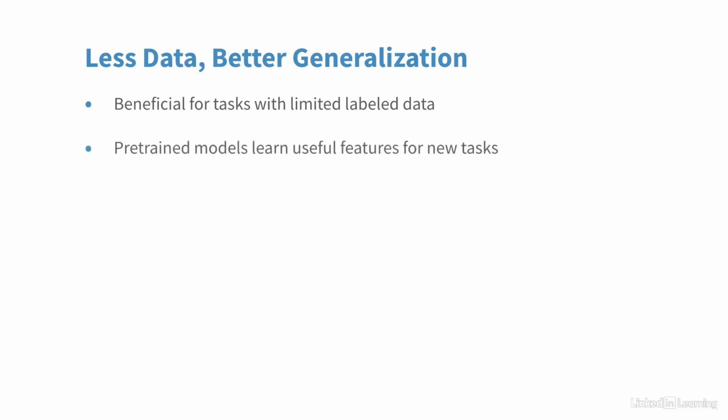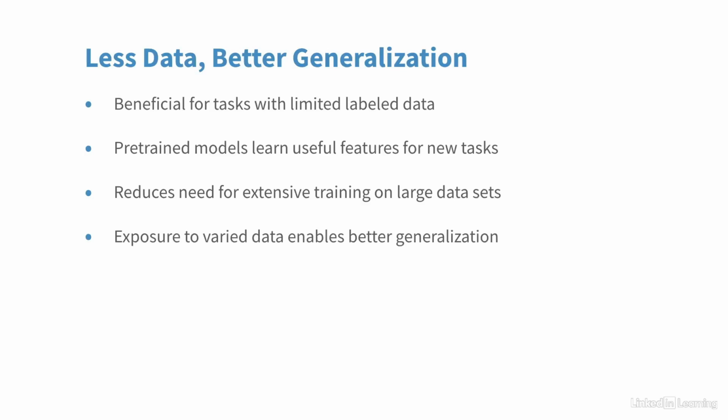Transfer learning improves a model's generalization while requiring substantially less training data. This is really helpful in situations where you have limited labeled data. By using a pre-trained model, it's possible to reduce the need for extensive training on large amounts of labeled data. The pre-trained model already has learned features that are useful for new tasks. Since it's been exposed to a wide variety of input data, it's more likely to generalize well to new, unseen data on the target task.